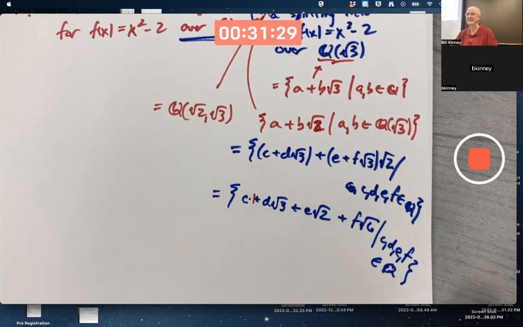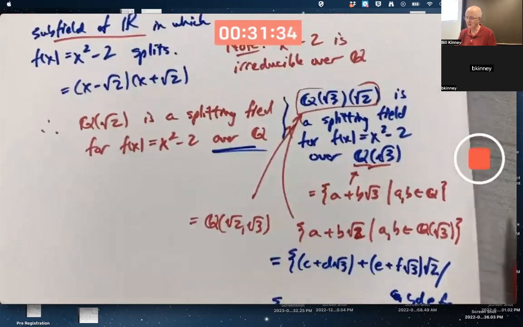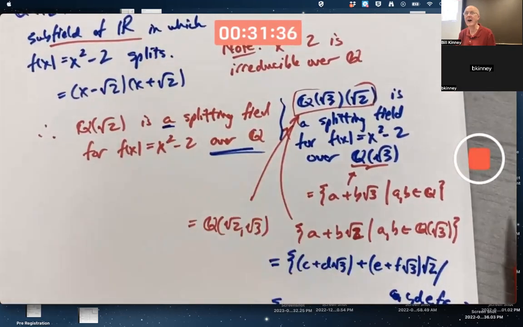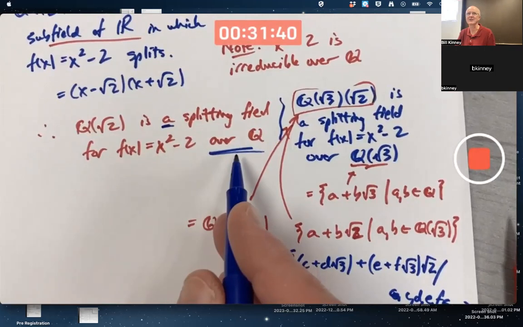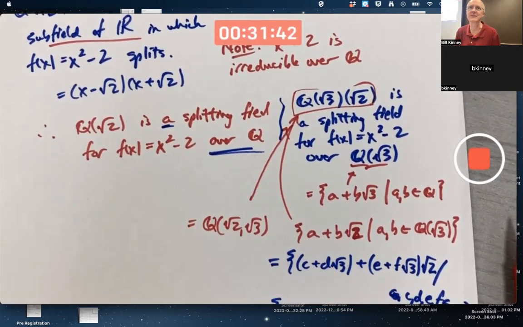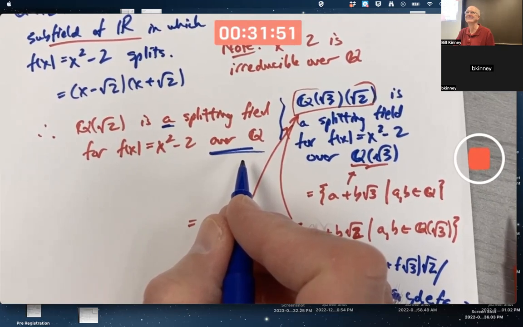Something else that's confusing, but important to talk about. Notice the word "a" or "the." This is a splitting field for this polynomial over the rationals. Guess what? It's not the only splitting field for this polynomial over the rationals. There are others. What are they? This gets a little weird. But if you're going to understand the reading and the homework and the exam, you better understand it.